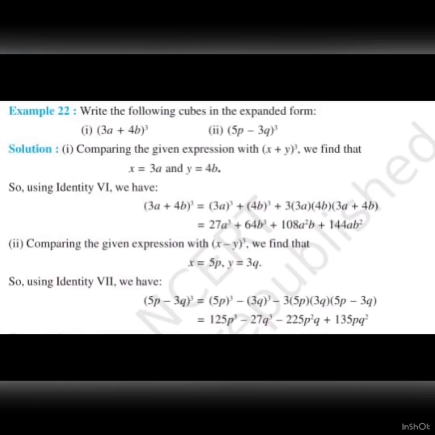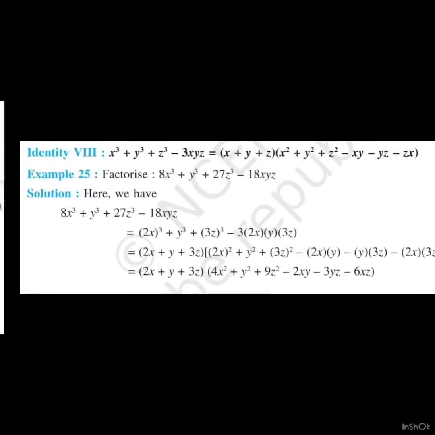Now in the second part we have 5p minus 3q whole cube. Here the value of x is 5p, value of y is 3q. So when we put these values in the identity, x minus y whole cube is equal to x cube minus y cube minus 3xy into x minus y, we have 125p cube minus 27q cube minus 225p square q plus 135pq square.